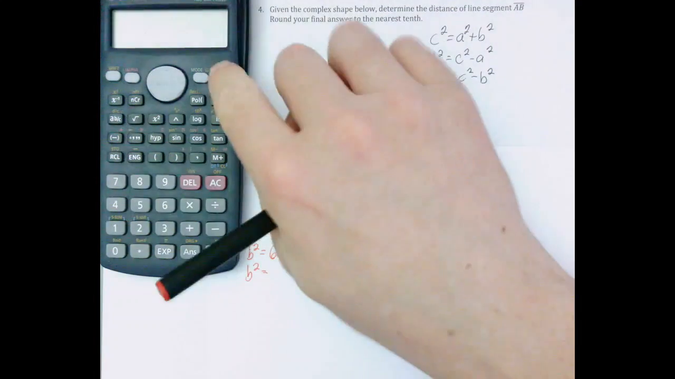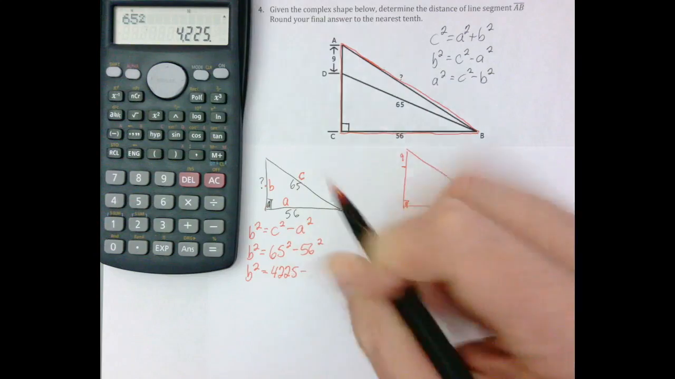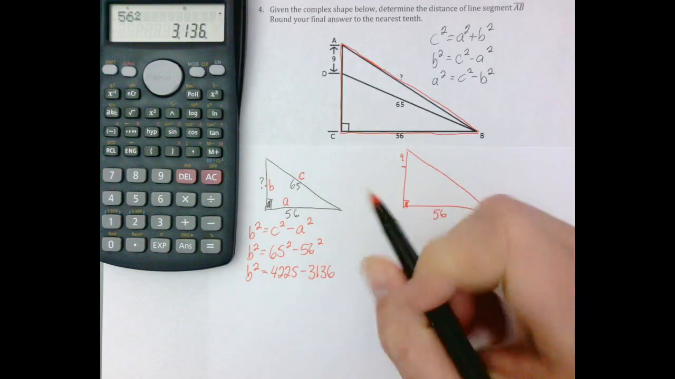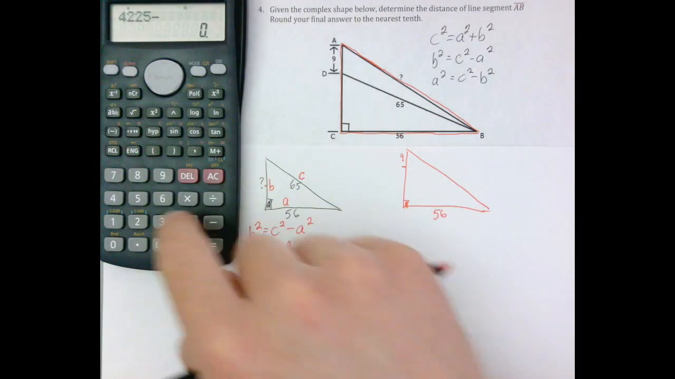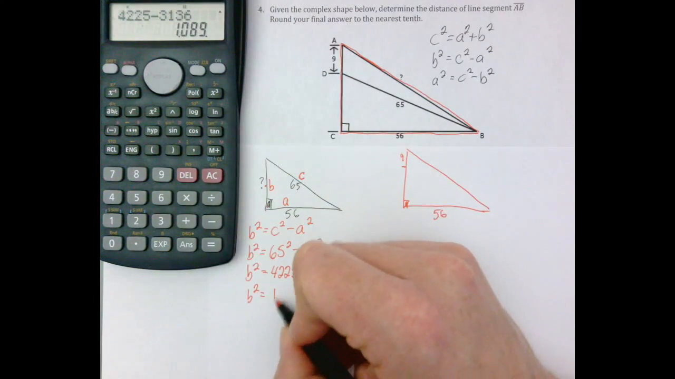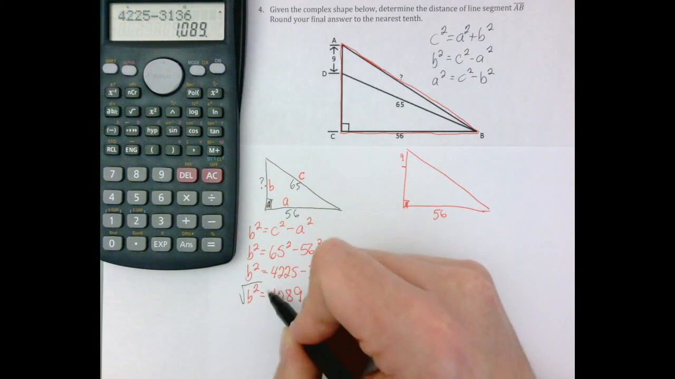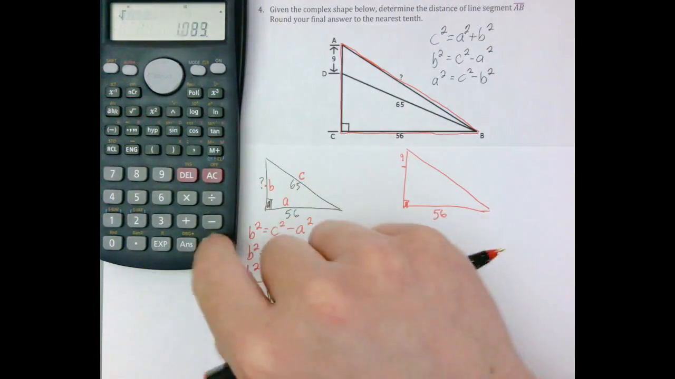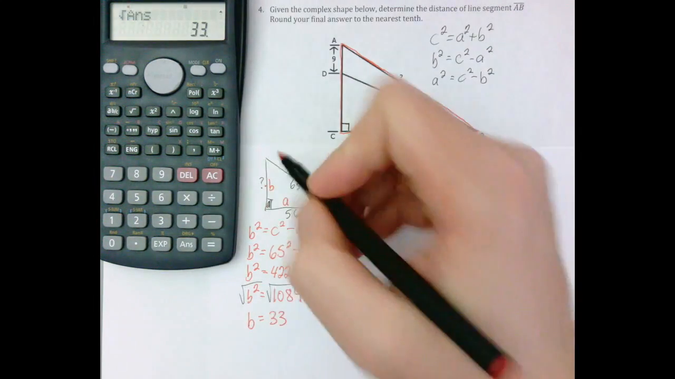That means b squared is 65 squared, which gives 4,225, minus 56 squared, which is 3,136. Now I can carry out that subtraction. 4225 minus 3136. b squared is 1,089. And of course I wasn't looking for b squared, I was looking for b, so I've got to take the square root of both sides of the equals, and the square root of 1,089 leaves me with 33 units. So this measurement over here is 33.